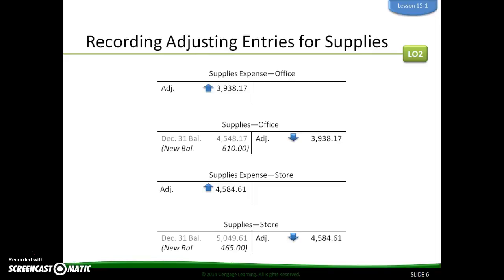And then we're looking at supplies that are in the store. Okay, so we just want to make sure that we are comfortable with the fact that one of these supply expenses is for things that are in the office, and one would be representative of things that are in the store. And you can see what we have expensed and then what we have on hand at the end of the year that has not been used.